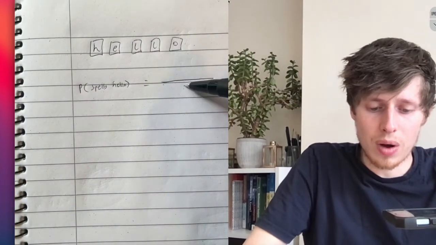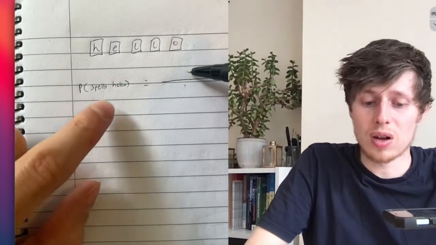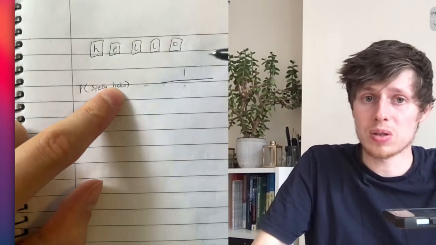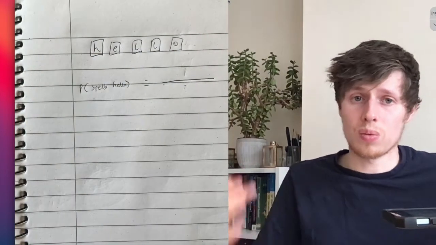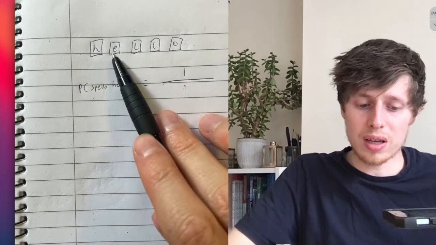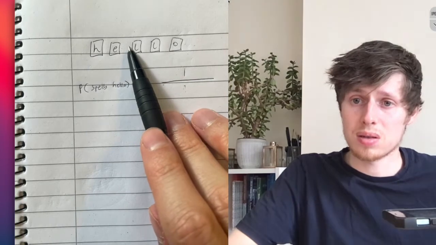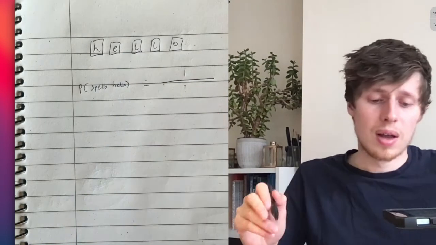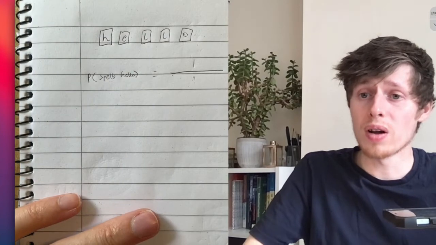Well, we need to work that out, but there's only one way to spell hello. Let's say that there's only one word using these letters that can spell that word. So this is going to be one way of doing this event, i.e. choosing this word, over the total number of words we can make with this sequence of letters. Now let's think about how many different words we can make.